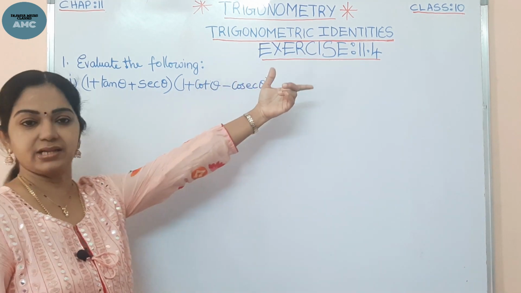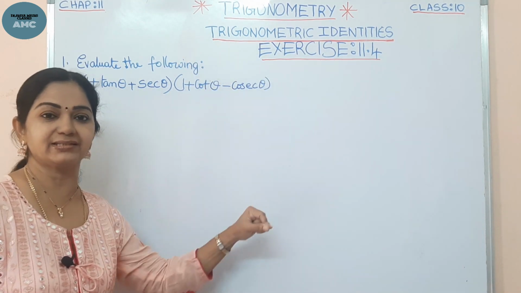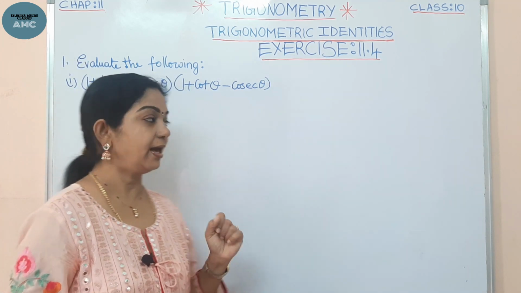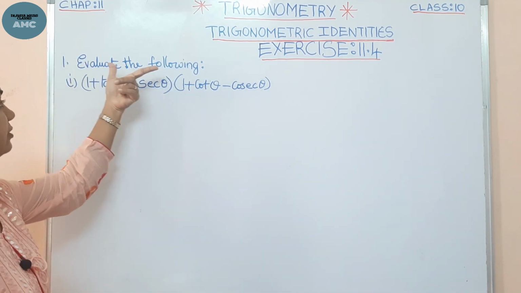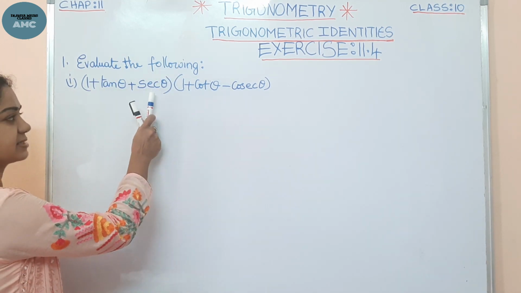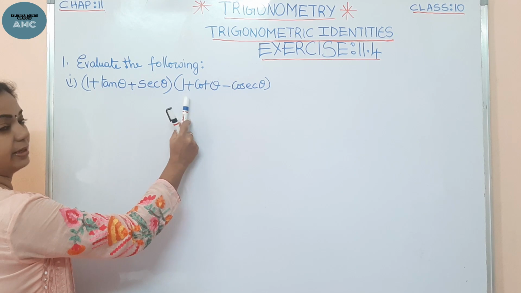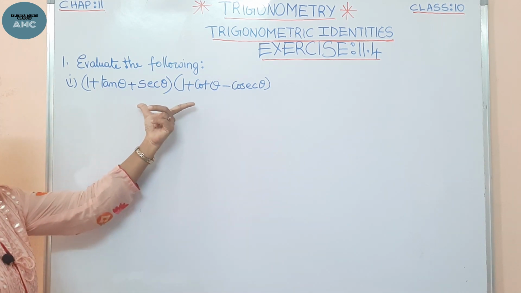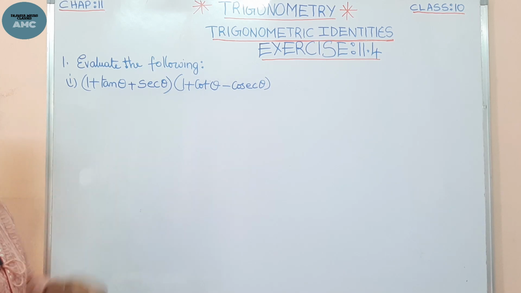Now the exercise 11.4, the complete exercise is based upon the trigonometric identities. And here I have noted down the first one. Evaluate the following: 1 plus tan theta plus secant theta, multiplied by 1 plus cot theta minus cosecant theta. We have to find the value. We have to evaluate it.